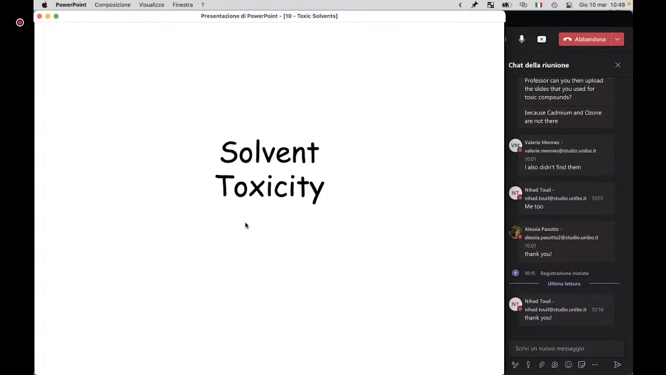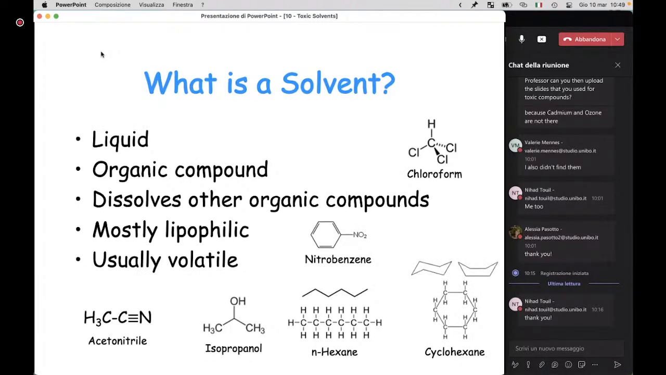Solvents are usually organic compounds that have some not special, but specific characteristics. They are mostly liquid, organic, as I said. They have the property of dissolving other organic compounds, and in fact they are called solvents exactly for this reason. Since they dissolve organic compounds, they are mostly lipophilic. We also have hydrophilic organic solvents, but they are few and not widely used. Most of those compounds, since they are organic and lipophilic, are also quite volatile. All of those characteristics are important for their technical use, but also for their toxicity.